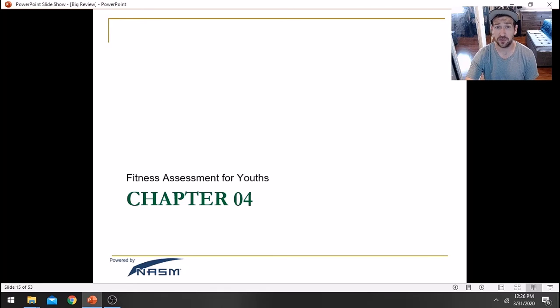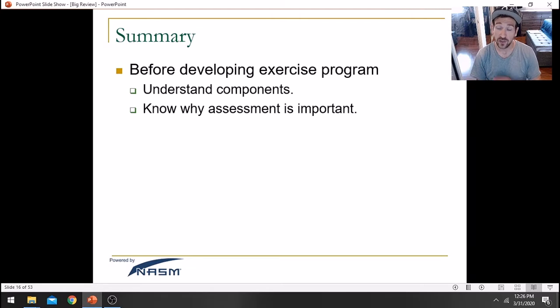Then we talk about chapter 4 here. That is our overall fitness assessments. So fitness assessments, obviously one of the most key important parts of being a personal trainer. We have to be able to assess information in order to determine what strategies we have to overcome any challenges that our clients may be facing. So before we do any of this, we always want to develop an effective assessment program.